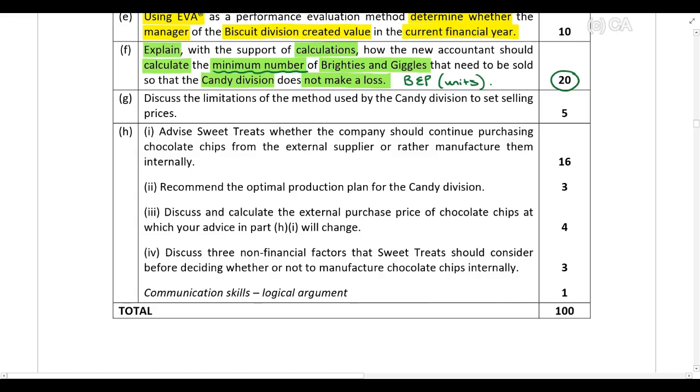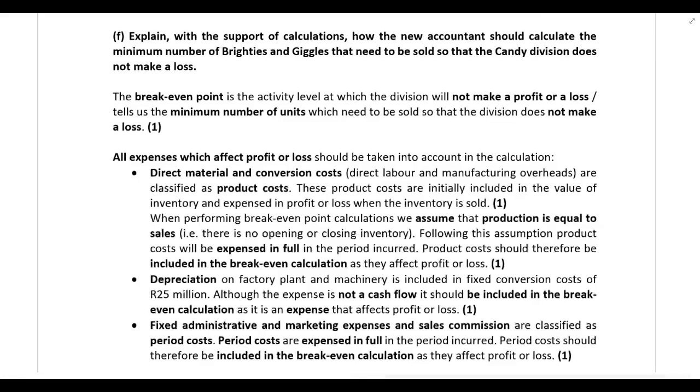All right, so up front, it's important to explain that the minimum number of Brighties and Giggles that need to be sold so that the division does not make a loss is the break-even point. So the required doesn't ask for the break-even point. Even in the scenario when it said the accountant is struggling with the calculation, they don't actually mention the break-even point. So it's very important that you make that link. You clearly indicate that the minimum number of units that need to be sold so that the division doesn't make a loss is the break-even point. So that's the first discussion point that we have over here.